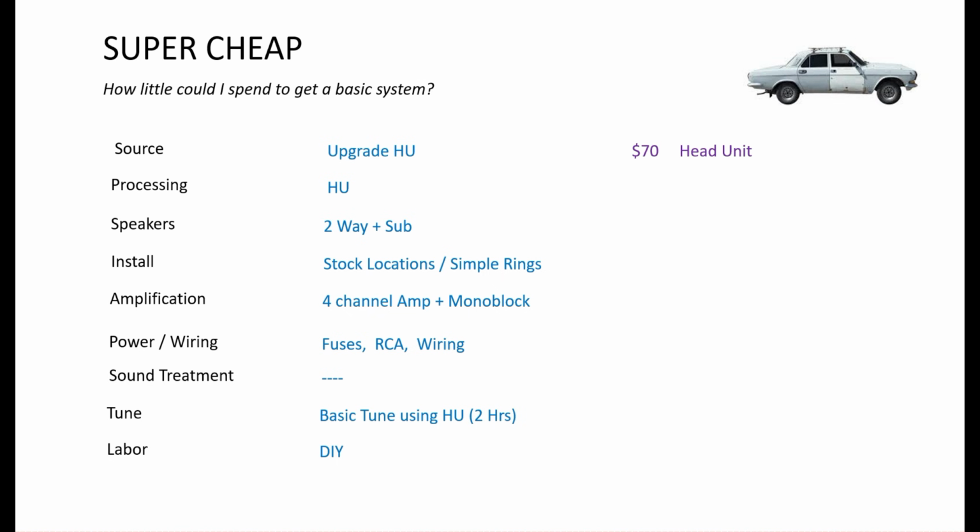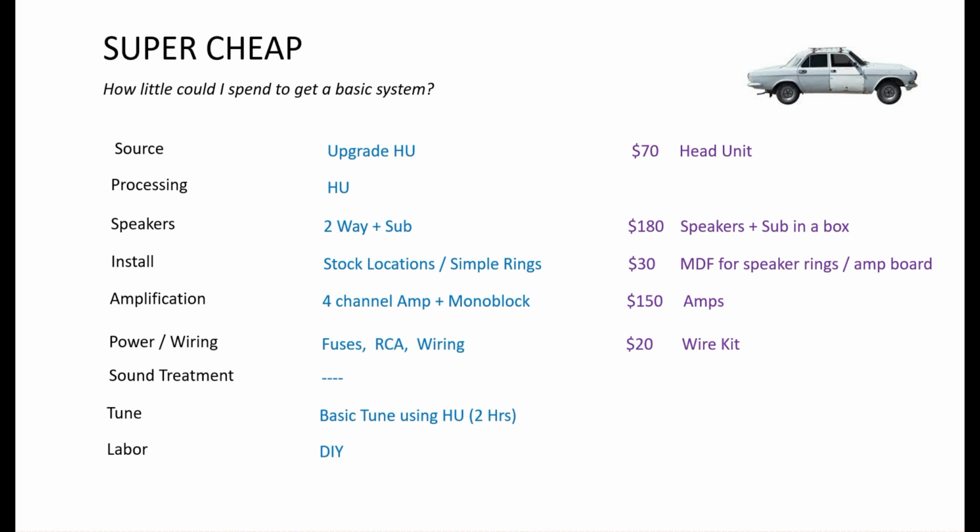Well, I got $70 for the head unit. I got $180 for the speakers and the sub, but I don't need to now spend money on building a box because that already comes with a box. I've got $150 in amps, $30 for the material to make the speaker rings and the amp board. I got $20 for all the wiring and fuses and stuff. So the total is $450, right? Not too bad, that's pretty good for a cheap basic system.